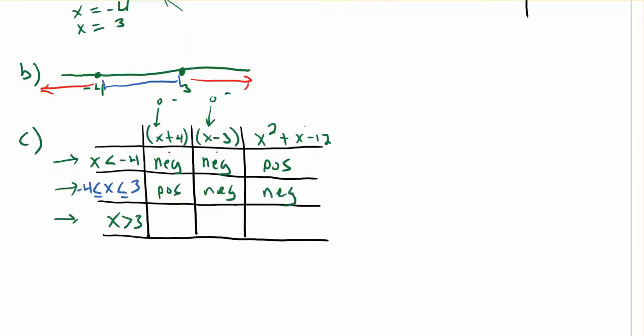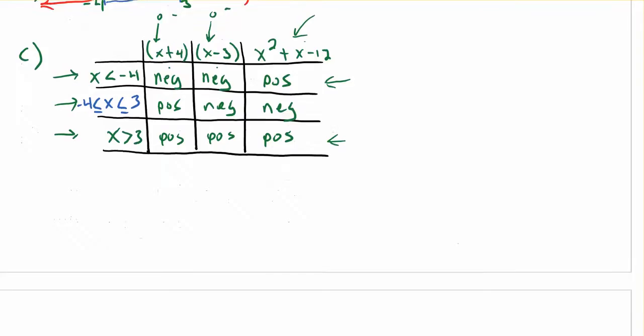Okay, last one, if I put in any number greater than 3, so let's put in 4. So 4 plus 4 is going to be positive because it's 8, so positive. 4 minus 3 is still positive. So then this is going to be positive. So we can see that this function is going to be positive when x is less than -4 and when x is greater than 3.